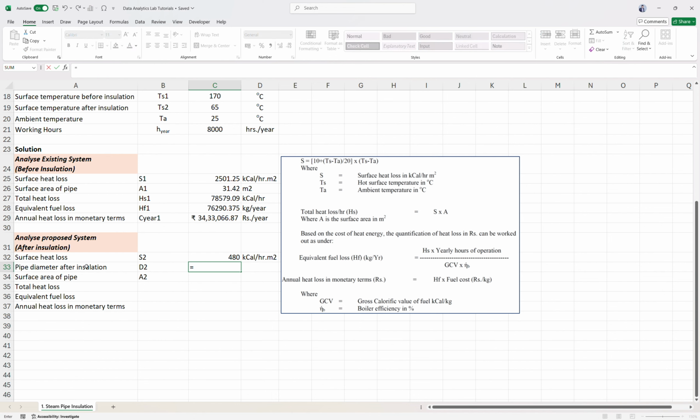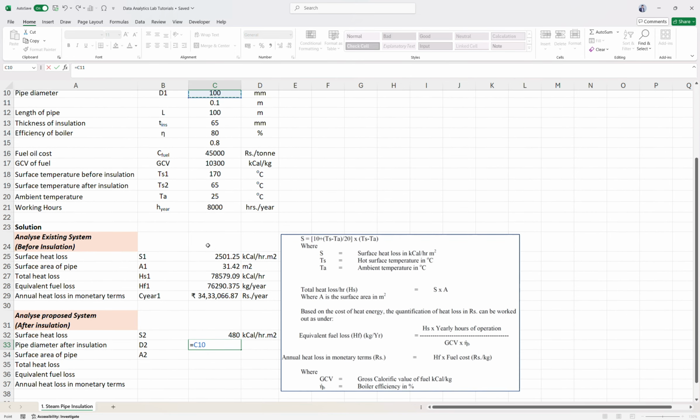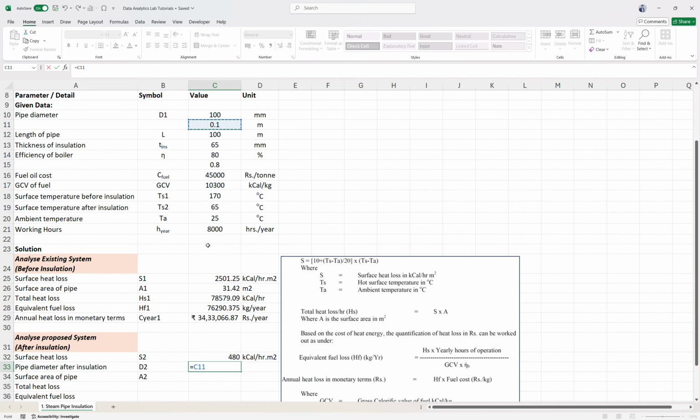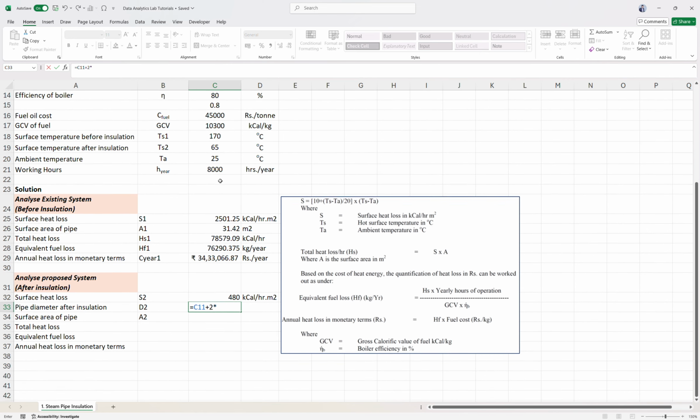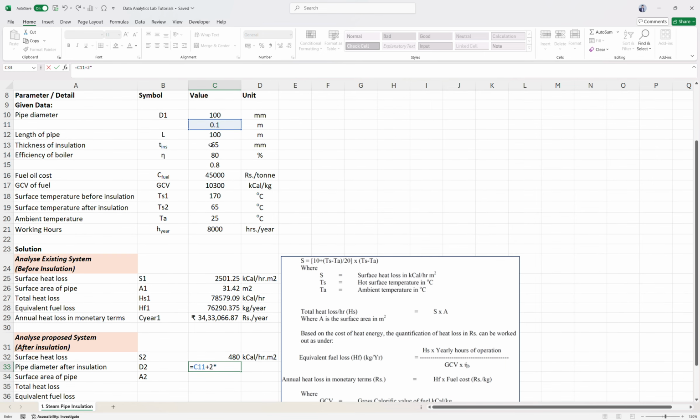So equal to whatever is the value of D1, I will search for that value. Where is it? It is at the top of the table. So D1 in meter plus 2 times the thickness is to be added, or thickness is to be multiplied, but also the thickness has to be in meter. We have not yet converted that in meter. So I will press escape now.